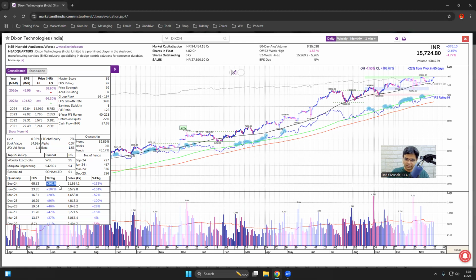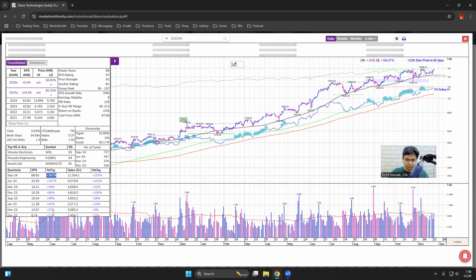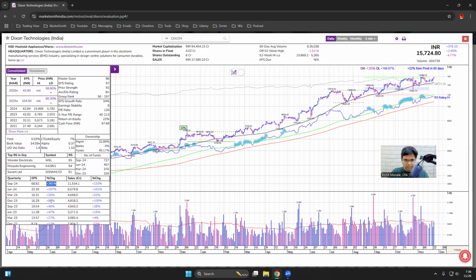This is one. Second thing which he talks about in the book is look for accelerating earnings growth, EPS growth. So see 20%, 107%, 261%. This is called accelerating EPS growth in the latest reported, at least 2 quarters latest reported. He talks about 2 to 3 quarters of accelerating EPS growth.